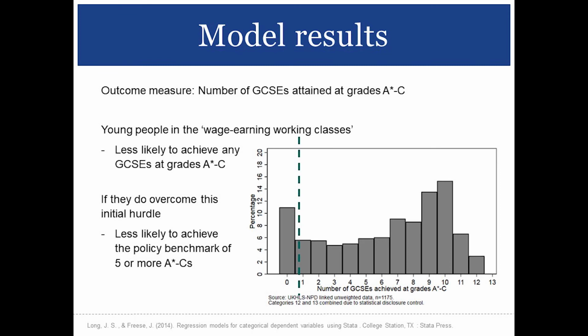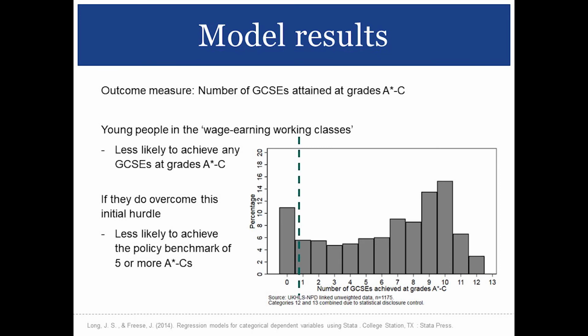So in the first part, the model is looking at the propensity to achieve at least 1 A star to C. In the second stage of the model, it then just looks at those who have achieved at least 1 A star to C and models the differences in how many GCSEs the young people are achieving.